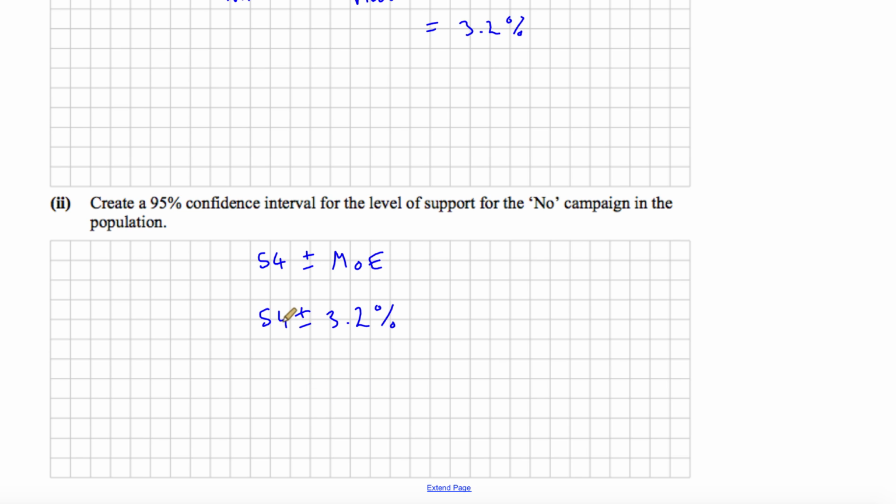So when we subtract 3.2 from 54, that gives us 50.8%. And when we add 3.2 to 54, that gives us 57.2%. So that's our confidence interval. We can show that in square brackets. So the 95% confidence interval is between 50.8% and 57.2%. And that's the end of question 6.